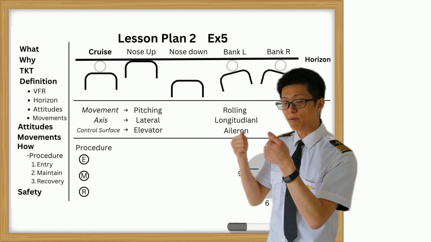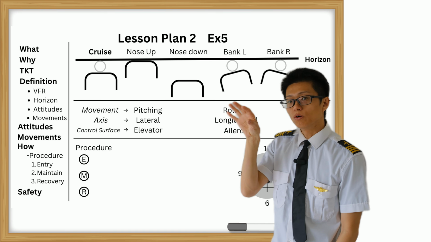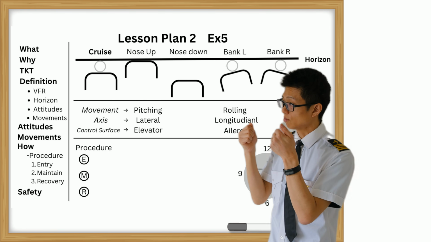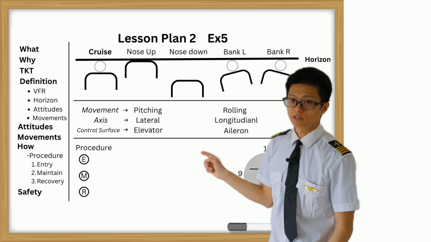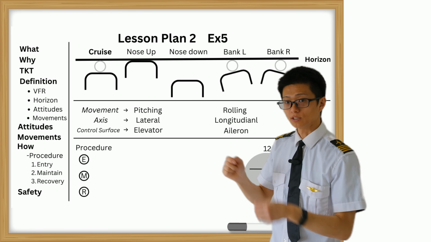As you apply back pressure, you will see your nose going up. When the nose touches the horizon, you just hold it there, okay? Stop applying back pressure and hold it there. How do you go back, the recovery part? Simply go back to cruise attitude. So release the back pressure and go back to cruise and adjust it.